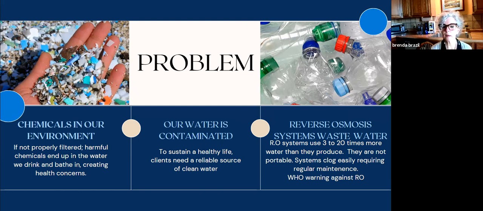And so those chemicals go into the water, and then we drink it. Plus, now they're finding plastic particles in bottled water, which start to accumulate in our kidneys and liver. So we need a healthy, reliable source of clean water to sustain our healthy life. And as remodelers, you might only have an option of reverse osmosis water systems.